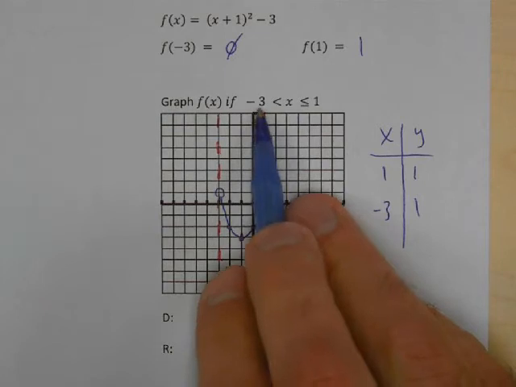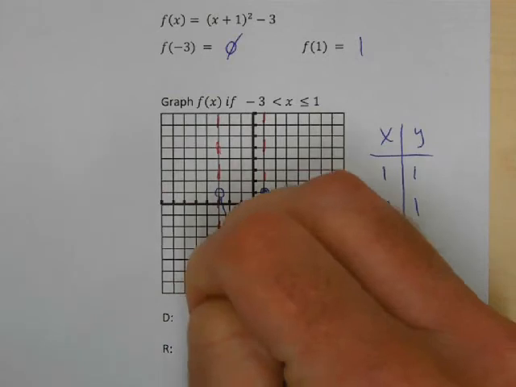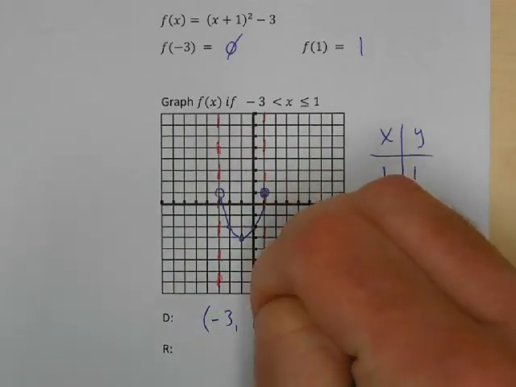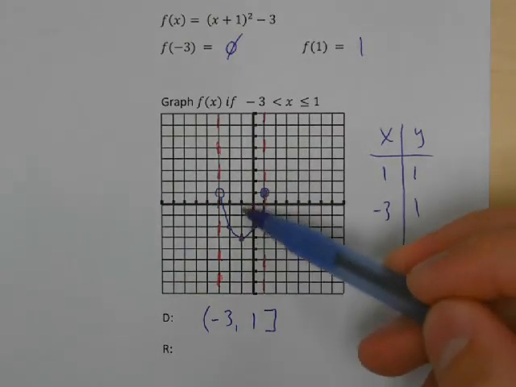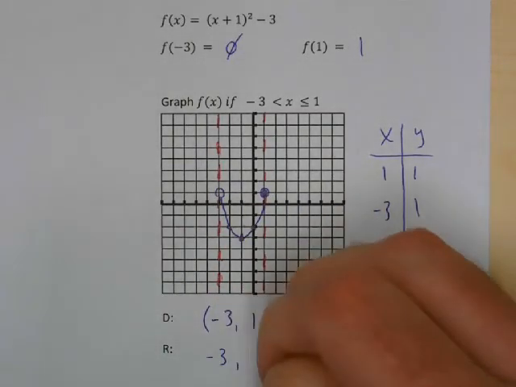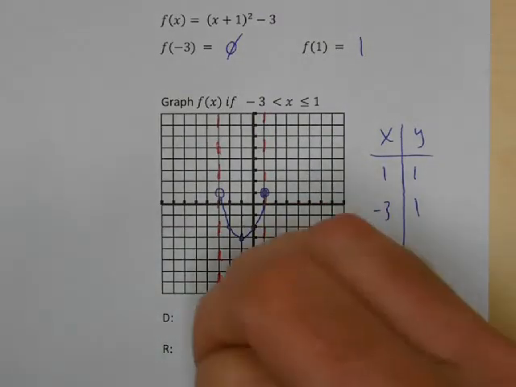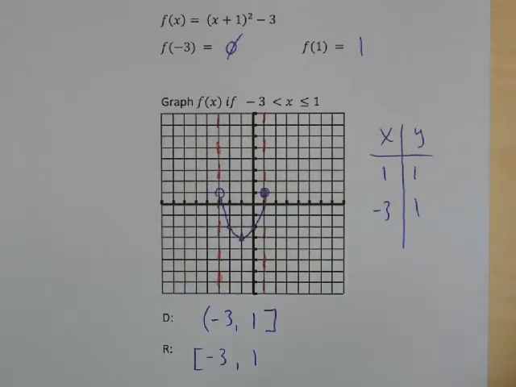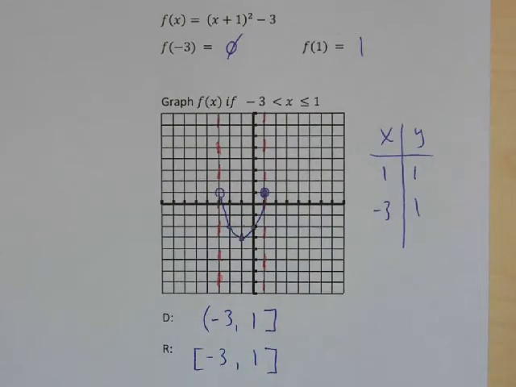Well, my domain goes from negative 3 to 1. Are we including negative 3? No. Are we including 1? Yes. So then parentheses here, brackets here. And then the range, well, my y values go from here to here. So from negative 3 up to positive 1. Just happens to be the same as the domain. The only difference is y can be negative 3, where x could not, and then y can also be 1 right there. So brackets around both of those. All right, and then there's the last graphing one.